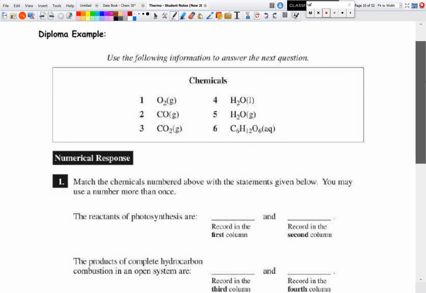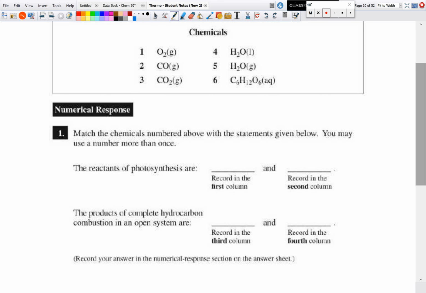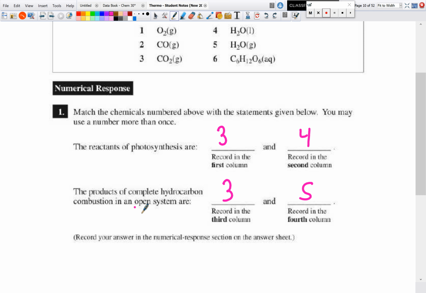Now, this is just an old diploma example. So just pause the video right here, and in 3 seconds, the answers will go. So pause it and just see if you can get it on your own, and I'm going to put the answers up in 3 seconds. All right, boom. So of course our answers, reactants in photosynthesis: we have CO2 gas and H2O liquid, and products, hydrocarbon combustion in an open system, it's CO2 and gaseous water.